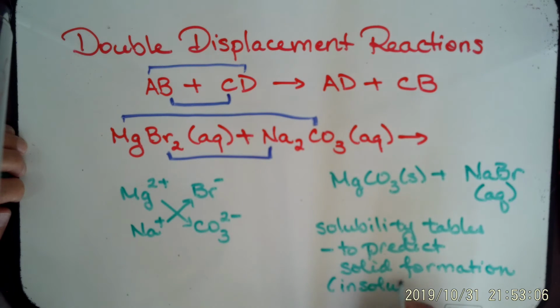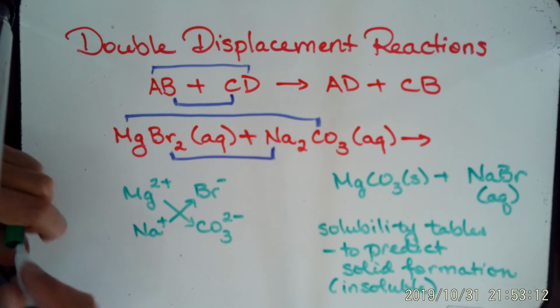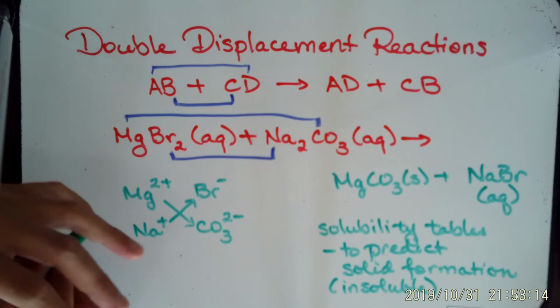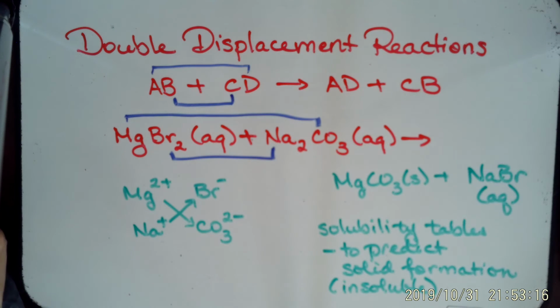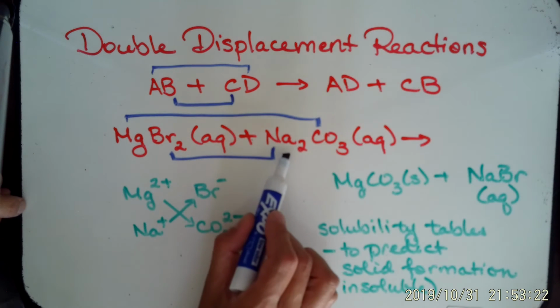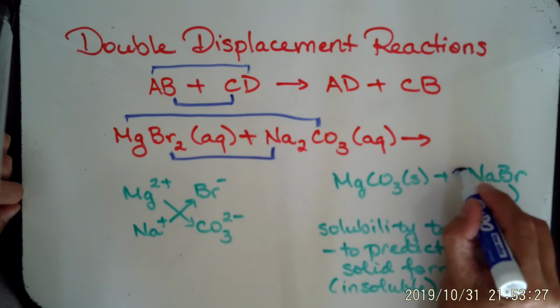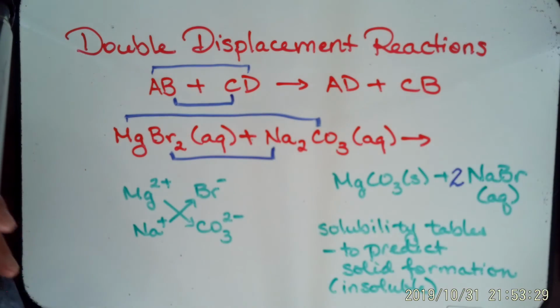So if a substance is insoluble, it will not dissolve in water. Okay? So, now that you've written out the products, then what we're going to do is balance it. So I have one magnesium, one carbonate. But here I have 2 sodiums and 2 bromides. So you just need 2 there, and then that's balanced.